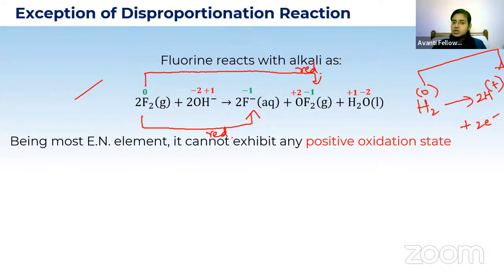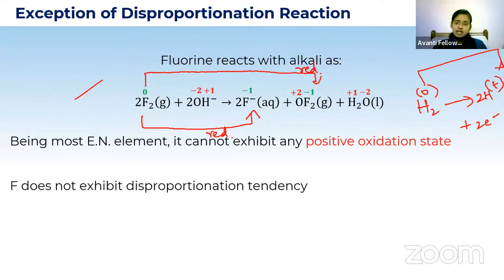But since fluorine is the most electronegative element, it will not lose its electron. It will always gain the electron from the species with which it is reacting. So it will never have positive oxidation number. So fluorine containing compounds will fall under the exceptional cases of this reaction. Fluorine does not exhibit the disproportionation tendency. This is a very important point you have to keep in mind.